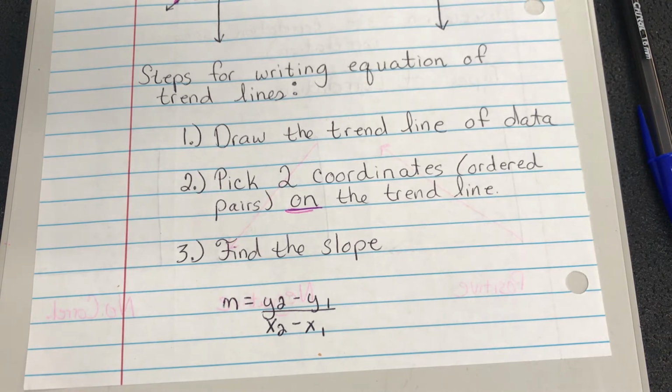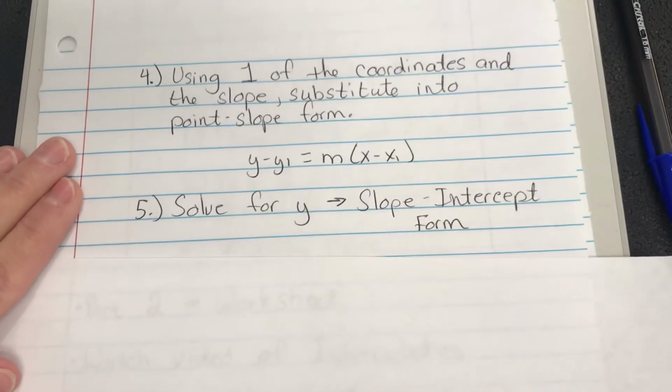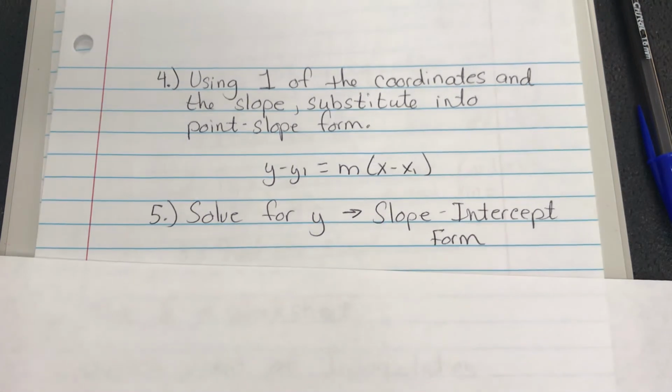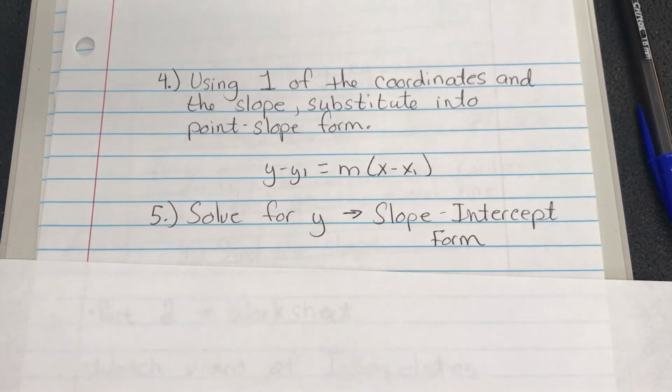Okay, I'm really stressing that. The leftmost ordered pair is going to be your x1, y1. The next ordered pair will be your x2, y2. That was step 3. Okay, step 4. Using one of the coordinates and the slope, substitute into the point slope formula. So you just found the slope. So now you're going to use one of those points and you're going to put it in this point slope formula. And then you're going to solve for y. And you're going to be able to put it into slope intercept form.